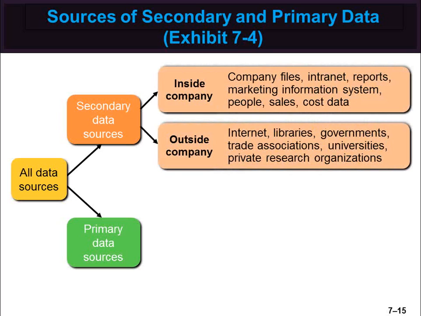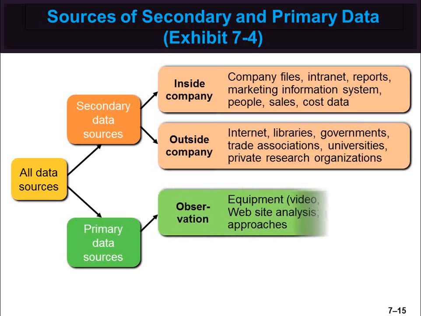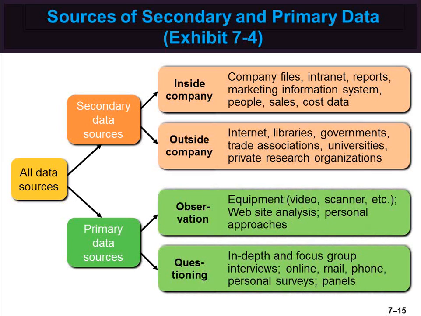Secondary data is the information that has already been collected or published. Primary data is the information specifically collected to solve a current problem. Let's start our discussion with a focus on the secondary data sources before moving into a discussion of primary data.